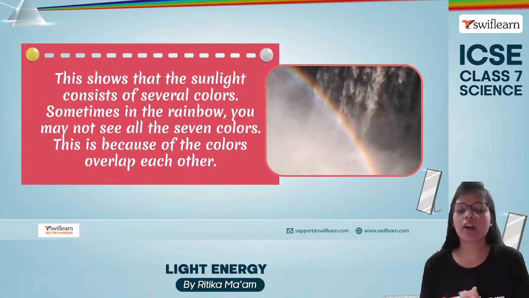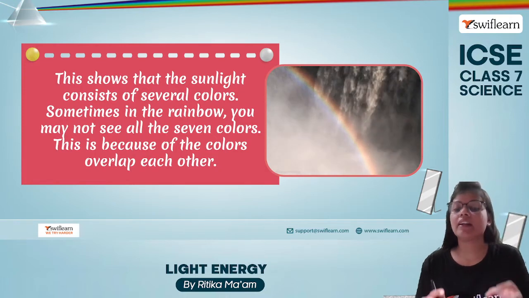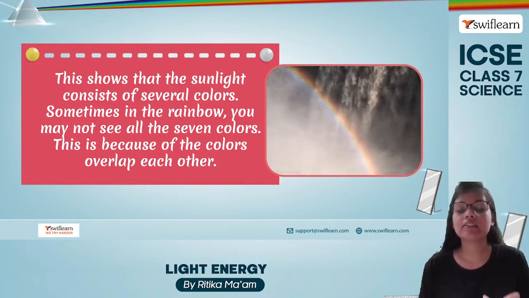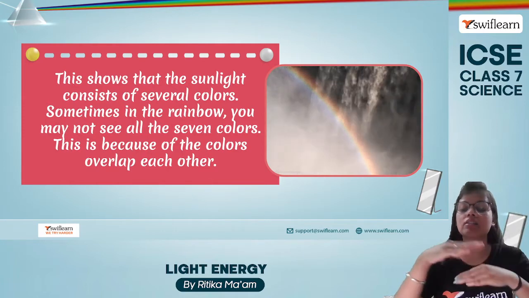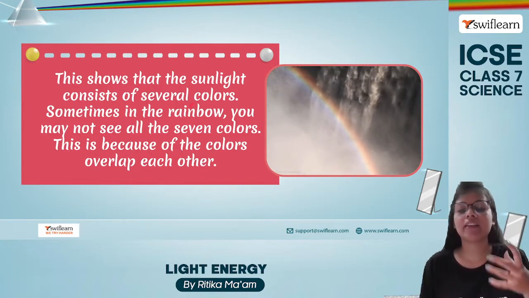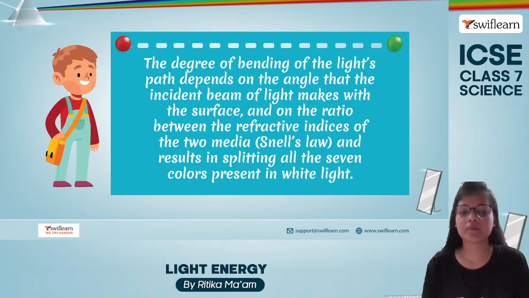And sometimes after rain, when we see a rainbow, it's possible that at times we are not able to see all the 7 colors. Why does this happen? Because the colors overlap each other, one comes on top of another, so they kind of mix, and that is why we are not able to see all these 7 colors distinctly.